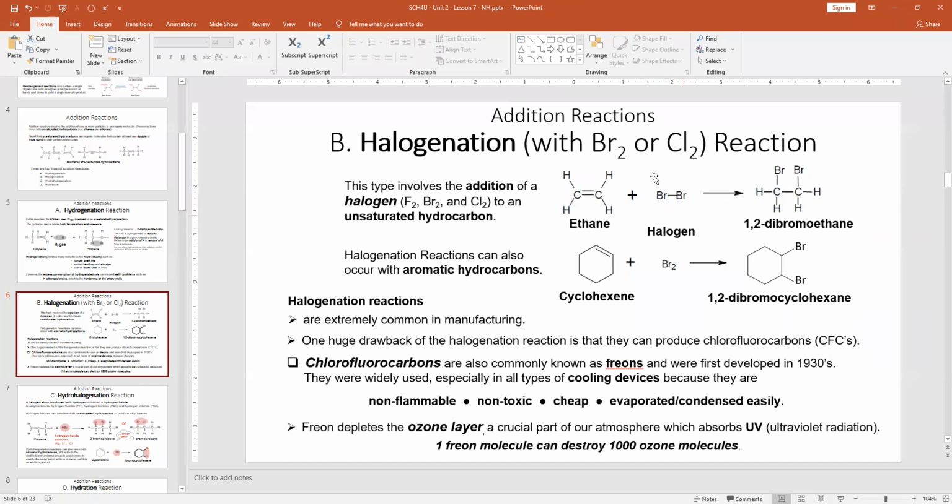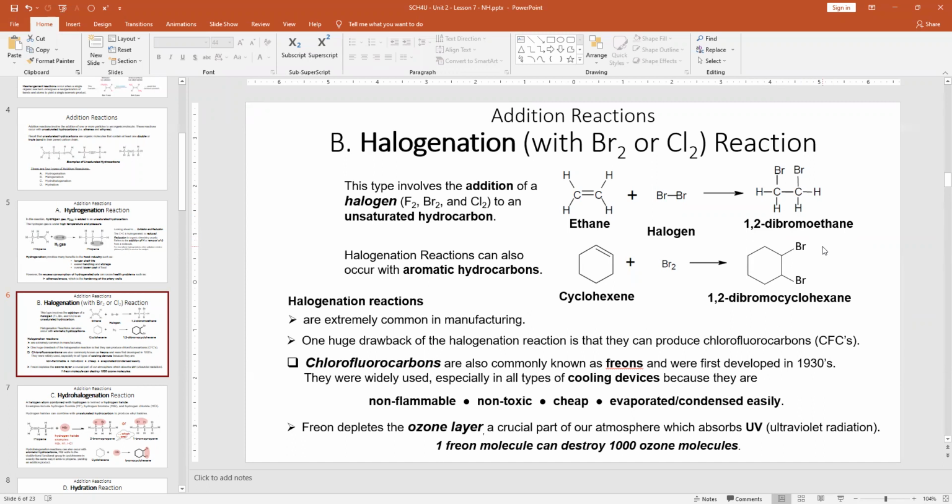In this case, our ethene, a halogen molecule of bromine is added to this ethene, resulting in a new molecule of 1,2-dibromoethane. And you can see here, this is an ethane molecule. It has 2 bromines added to it, and they're added at carbon 1 and 2. So 1,2-dibromoethane, that's the name for this new molecule.